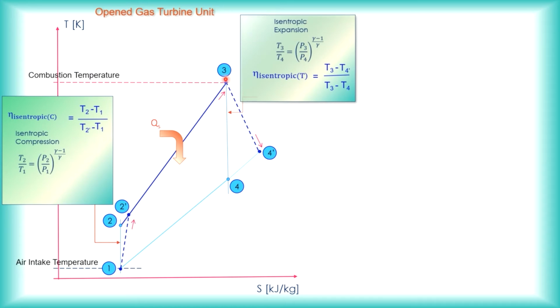Then you have isentropic expansion, this part, for the turbine. The isentropic efficiency for the turbine, usually I call this the head and this the tail, is defined as actual over theoretical. The compressor one is theoretical over actual. This one is defined as actual over theoretical.